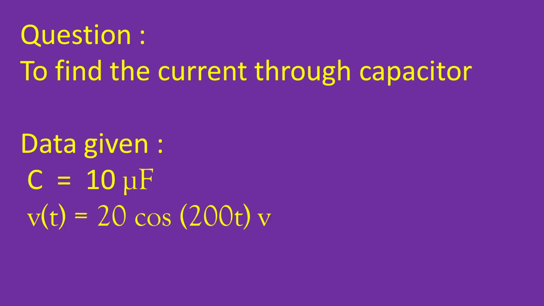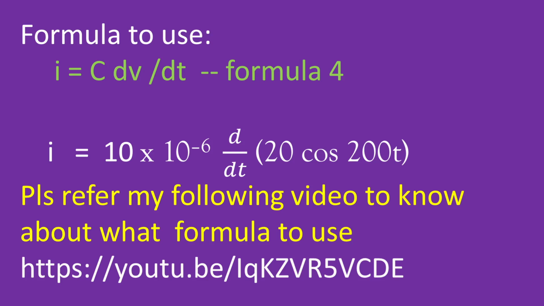So the question is to find the current through the capacitor, and the data given is C equal to 10 microfarad. Microfarad means 10 power minus 6. Voltage v of t is equal to 20 cos 200t volts. So the formula to use is i equals C dv/dt. This is the fourth formula.